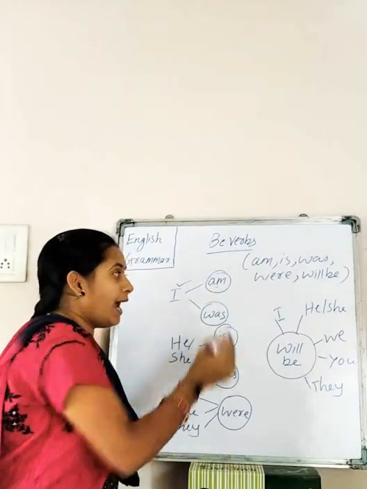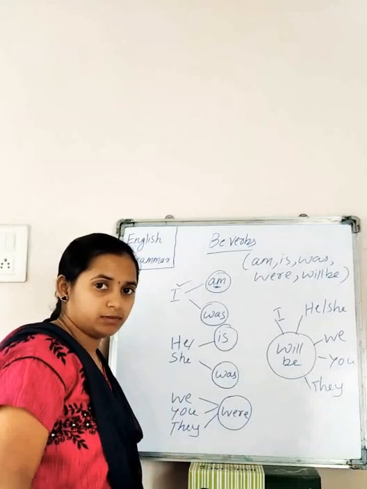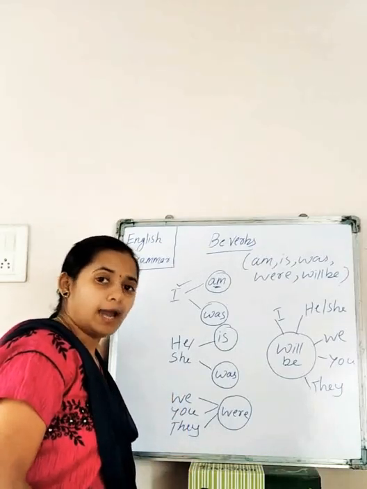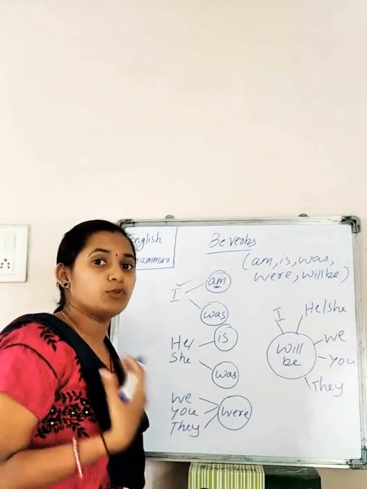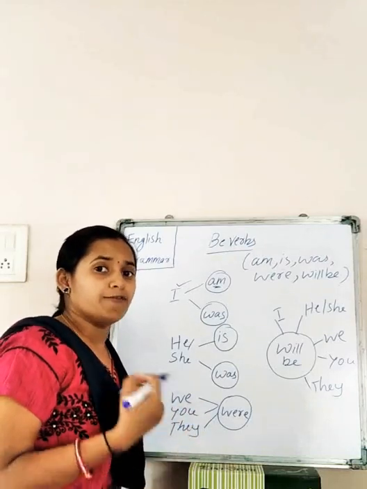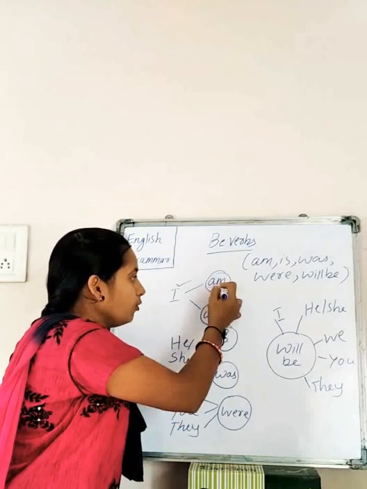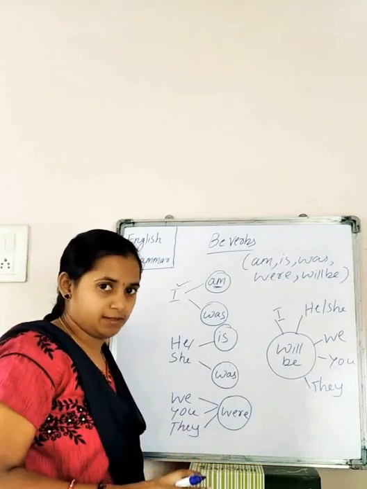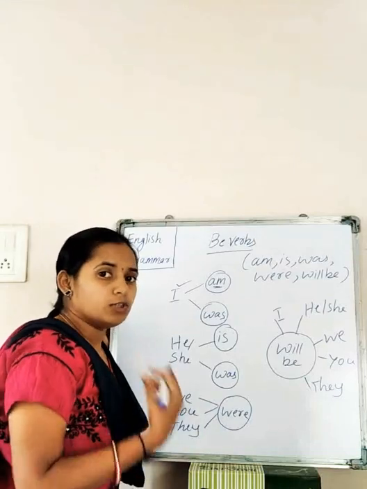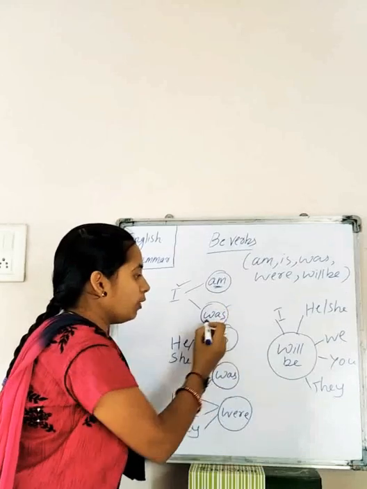We use am with I when we are talking about the present time, and also when we are telling the truth. For example, I am a girl. When you are stating a true statement, we use am, which is present tense, and we can say that it's simple present. Later we will discuss that. So am is used with only I. Next, moving on to was.